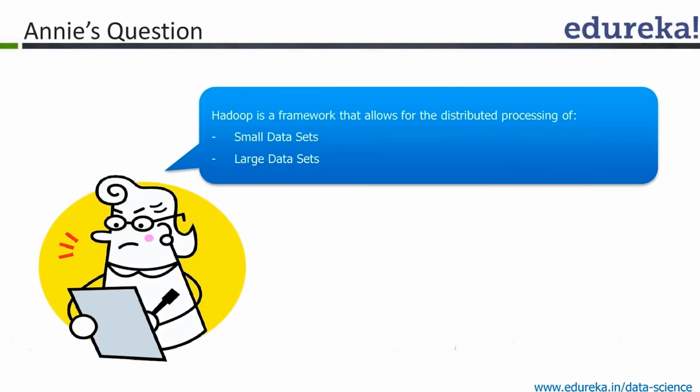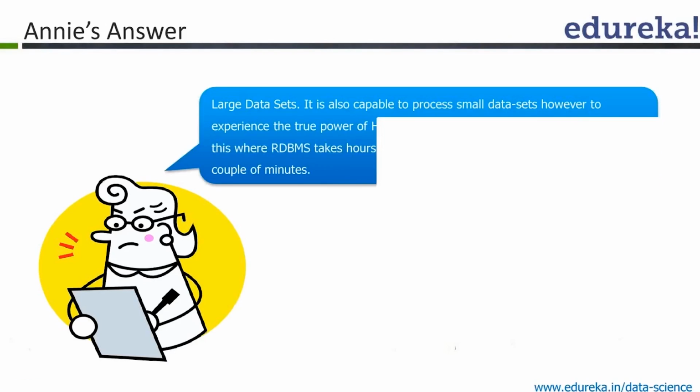So, question. Hadoop is a framework that allows for the distributed processing of small datasets or large datasets. It's a pretty simple question. Obviously, large datasets, right? If it is small, why do I want to do distributed processing? It doesn't make sense. So, Hadoop is primarily devised for large datasets, but that doesn't mean that you cannot do small datasets as well. But it's primarily for large datasets.